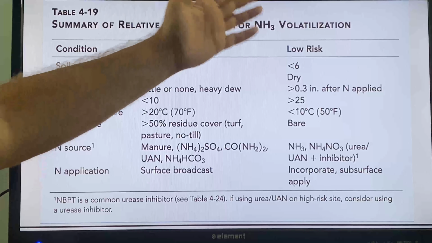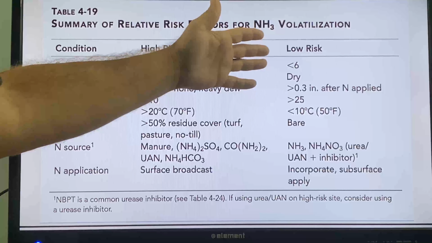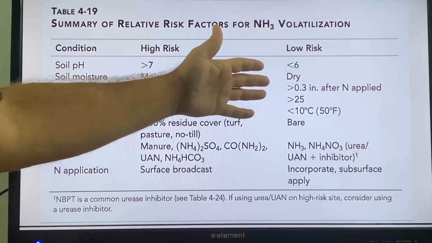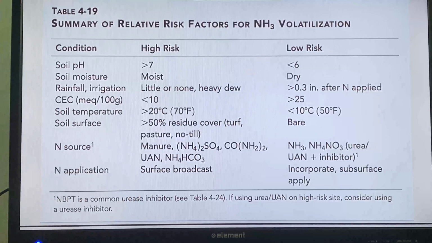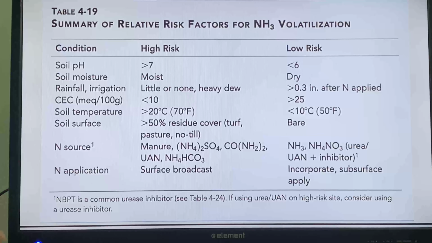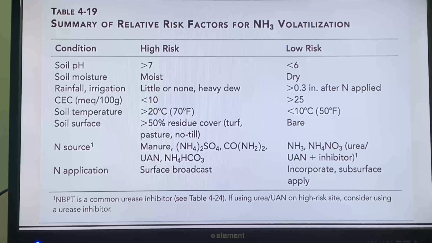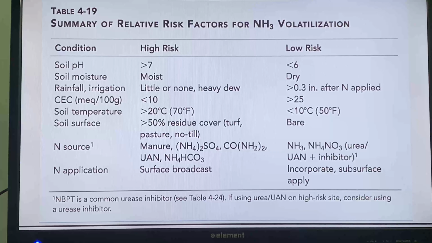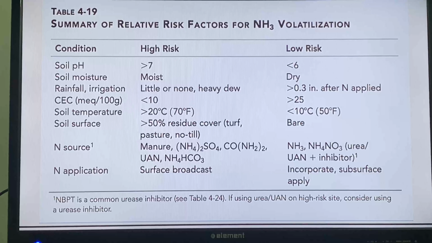For low risk, you would want a more acidic soil and dry conditions, but we would want to get some rain right after our fertilizer application. That's one of the main reasons why we want it to rain, to get that fertilizer moved from the top of the soil surface and infiltrate into the system. If you have a high CEC, you're less likely to suffer from this because that ammonium is being held by the soil colloids.